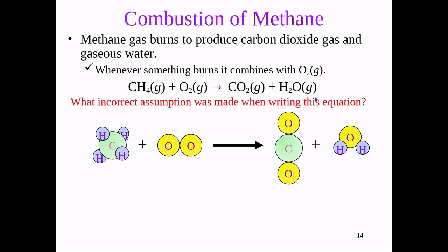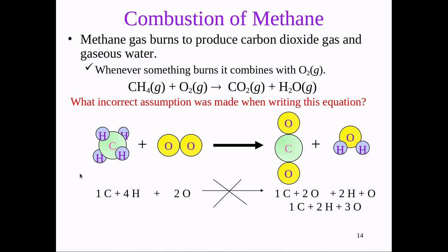Now, the question I want to ask is, what incorrect assumption was made when we wrote this equation? Is there something wrong about this? And you may have already guessed that the problem is that we don't have the same atoms at the beginning that we had at the end. If we count up over here, we have 1 carbon, 4 hydrogens, 2 oxygens. If we come over here, we still have 1 carbon, but we have 3 oxygens now. Where did that extra oxygen come from? And we only have 2 hydrogens left when we had 4 hydrogen atoms over here. So there's something wrong here. This isn't in balance.